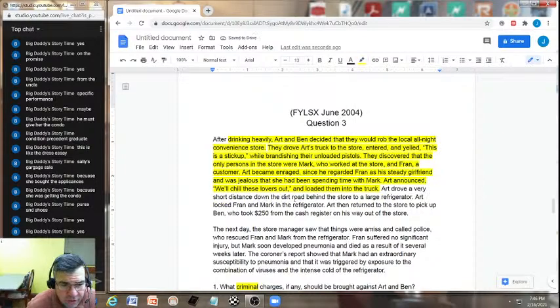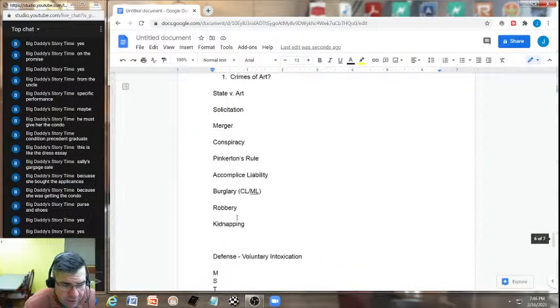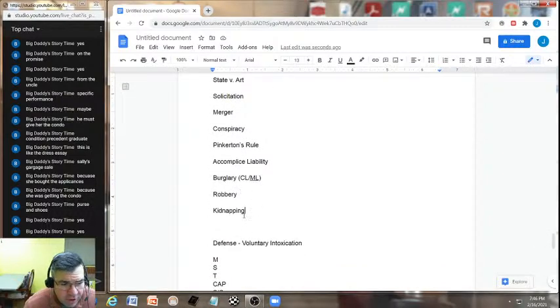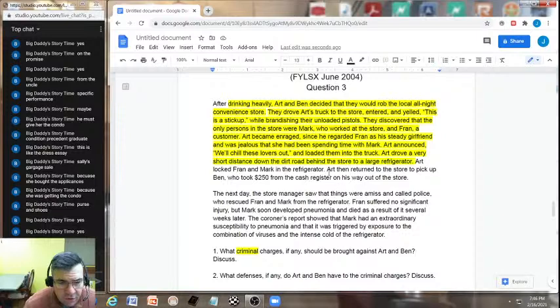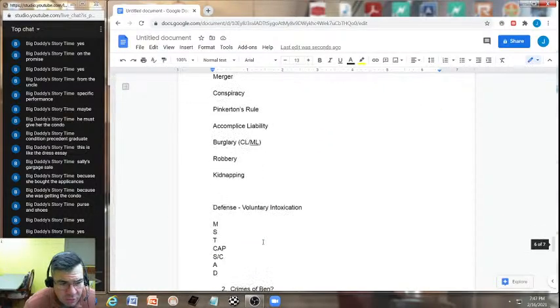Art drove a very short distance down the dirt road behind the store to a large refrigerator. Okay. Still part of the kidnapping. Art loaded Fran and Mark in the refrigerator. Now, Art then returned to the store to pick up Ben, who took, this is Ben, so we got the kidnapping taken by Art, and then down here we've got, what is it that Ben is doing when Art returns? Still part of the kidnapping right here. Art then returned to the store to pick up Ben, who took $250 from the cash register on his way out of the store. So we got Ben with the larceny.